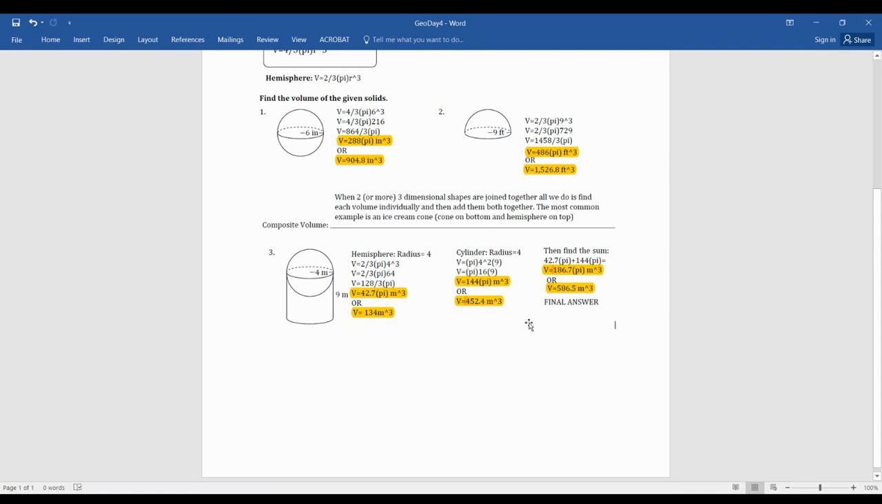So now here I go ahead and find my sum. This gives me 42.7 pi plus 144 pi. And when I add those together, my answer is going to be 186.7 pi meters cubed. Or again, I can actually multiply that and get a decimal answer of 586.5 meters cubed. Again, I did some rounding here, so you'll notice if I were to add both these together here, it would have been 586.4. So if you're within 1/10, that's perfectly fine if you're also doing a little bit of rounding.